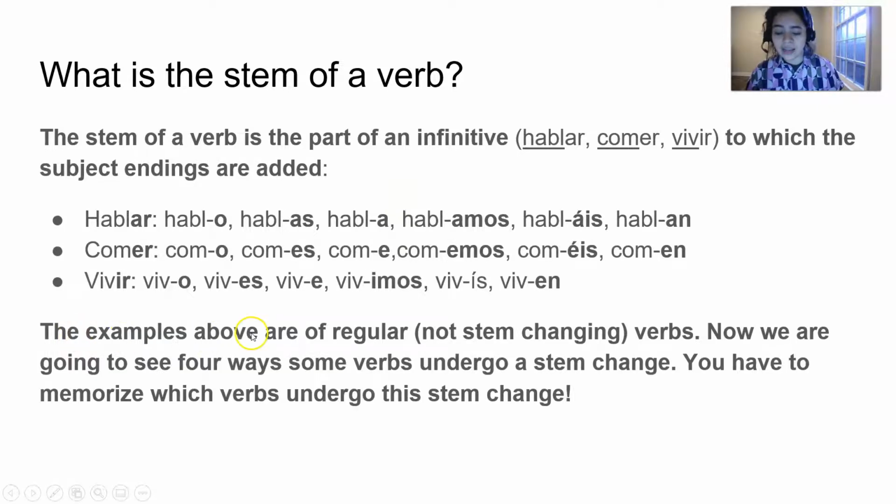So all the examples above are of regular verbs, not stem changing verbs. Now we're going to see four ways some verbs undergo a stem change. You have to memorize which verbs undergo this stem change and which one of the stem changes they undergo. To summarize, the stem of a verb is the part of a verb that, when you take away the infinitive ending and add the subject pronouns, usually never changes. But we're going to see verbs that do undergo a stem change.